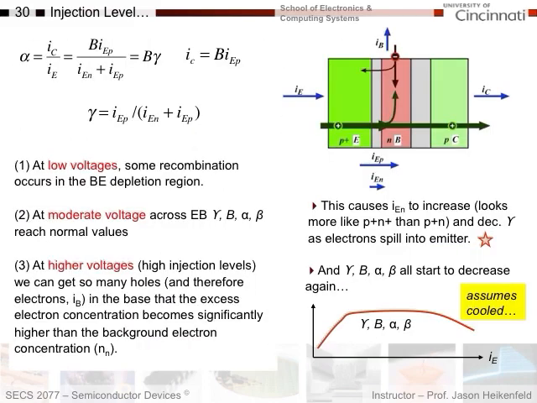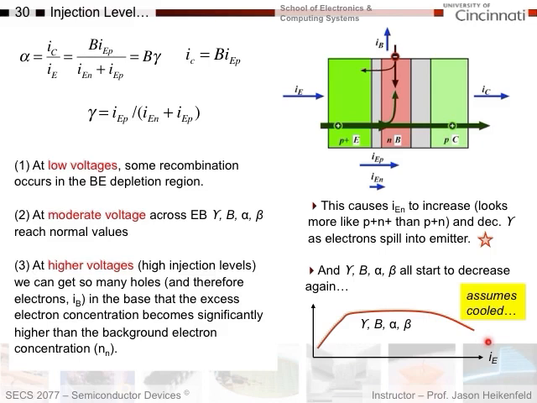Let's kind of pull it all together now. So again, at low voltages, some recombination occurs in the base emitter depletion region. And so if I look at all the things I care about for the BJT, emitter injection efficiency, base transport factor, current transfer ratio, and amplification factor, at low voltages and low emitter currents, I'll see that they're low. Then I get to moderate voltages, and these all reach normal values, so they go up to the normal values. But when I go to really high voltages and high emitter currents, it starts to go off again.